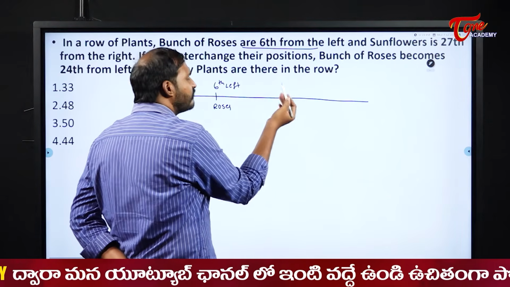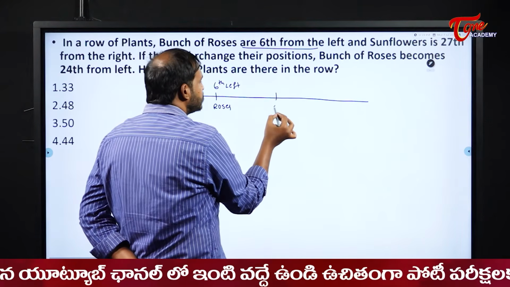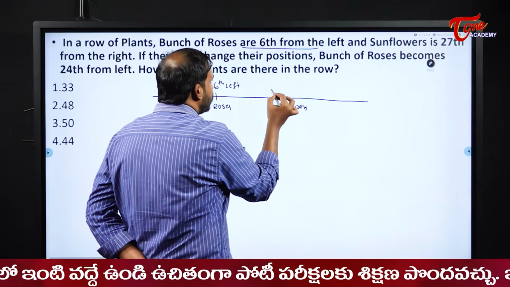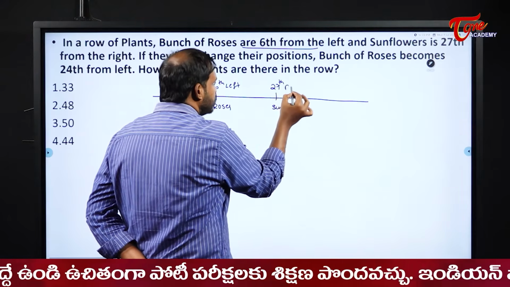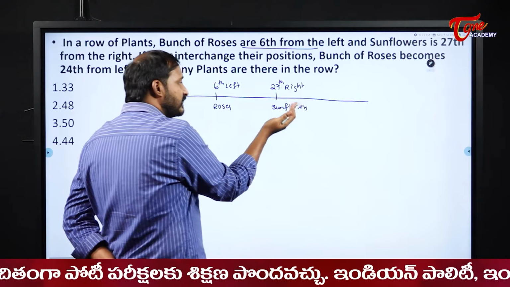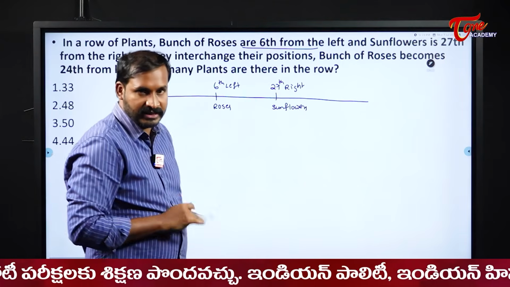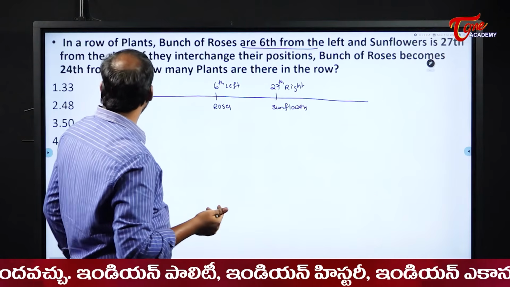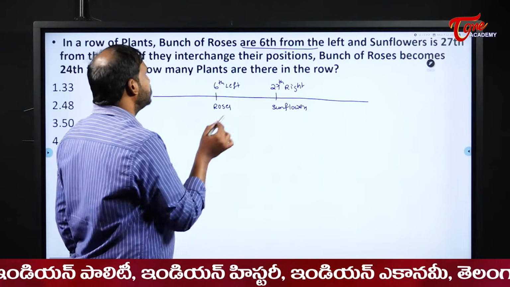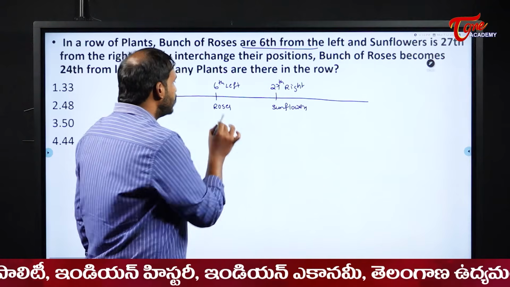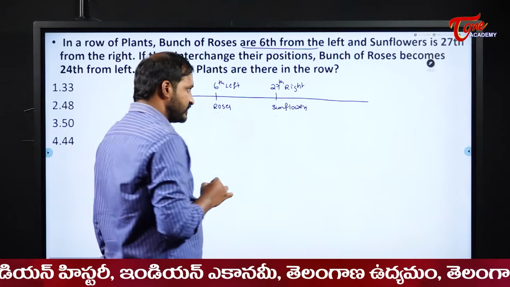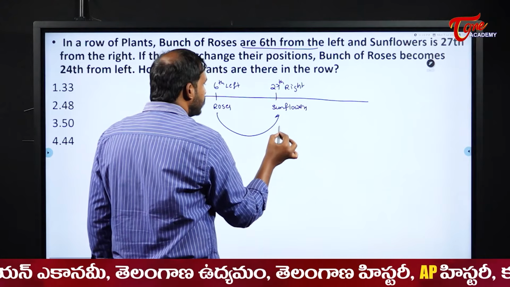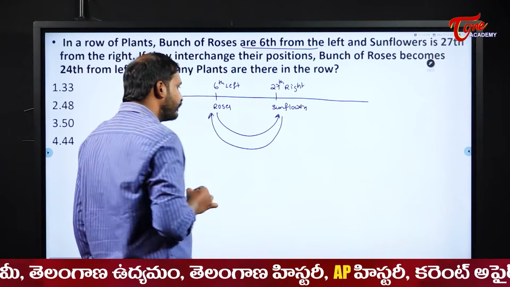It can be here or here, but for timing I am assuming sunflowers here. Sunflowers are 27th from what? Right. See, students, there is a high chance that sunflowers can also come to this side. I am not taking that one aside. Now, we will see. Bunch of roses become 24th after they interchange their position. Now, what does that mean? These two interchange their positions. That means roses will go here and sunflower will go here.